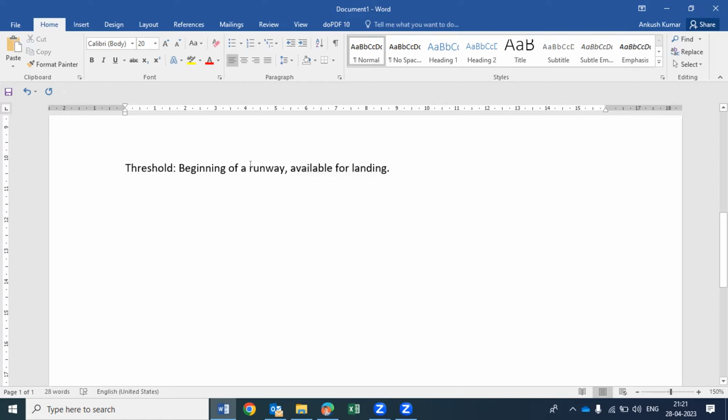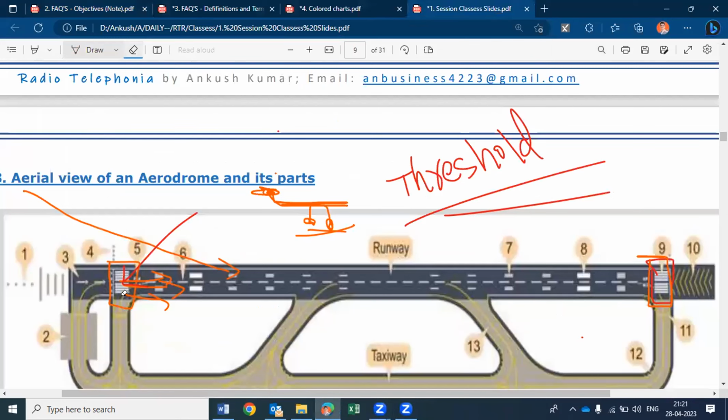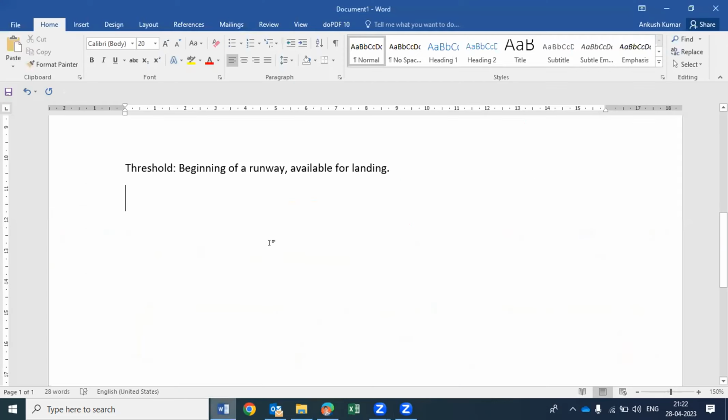This is the basic example for the runway threshold. Beginning of a runway. If you look at this side, this is the beginning of runway almost, right? This side also. If you want to look at the runway from this side, this is the beginning. So the definition is beginning of runway available for landing.